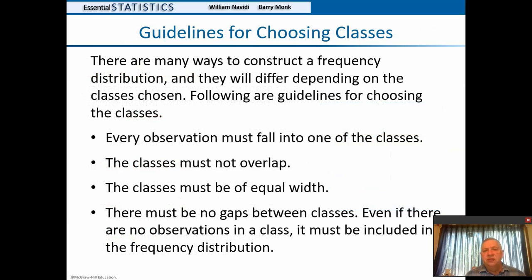Every observation must fall into one of the classes. You want everything covered. The classes must not overlap. The classes must be of equal width, and there must be no gaps between classes, even if there are no observations in a class. It must be included in the frequency distribution. So 0 should be 0. Everything's in there.